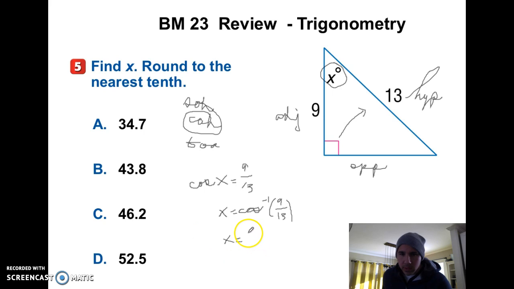I get 46.1869. I'll write this down right here, 46.187. It's close to 46.2. It was my answer C.